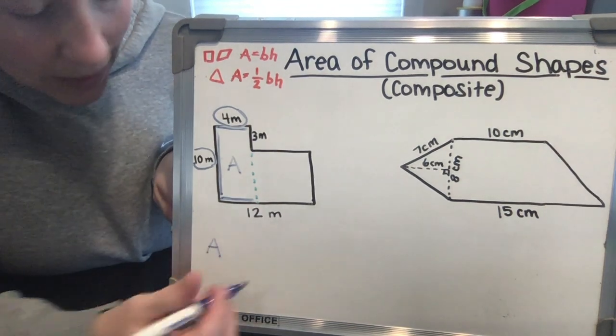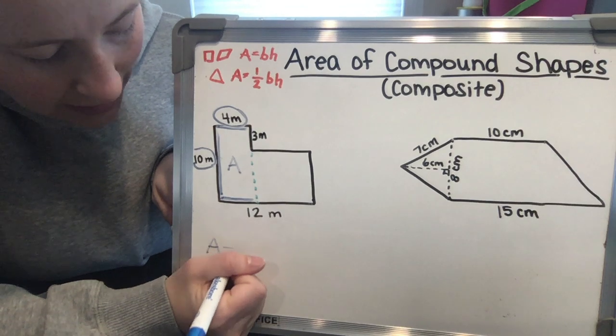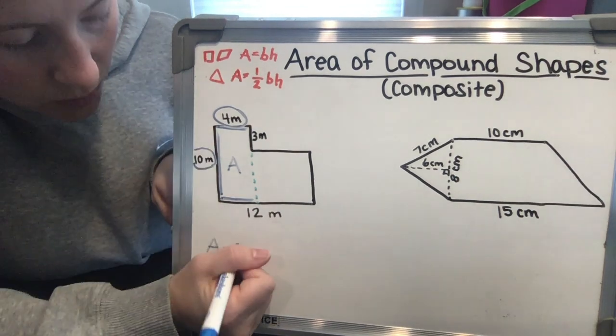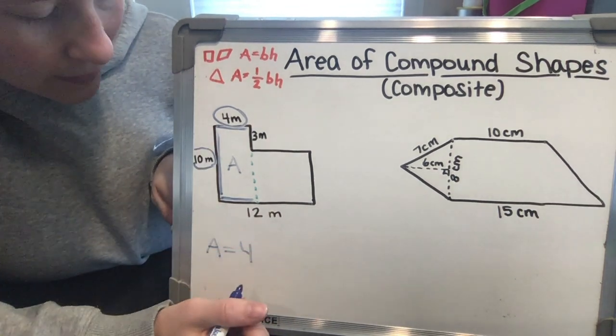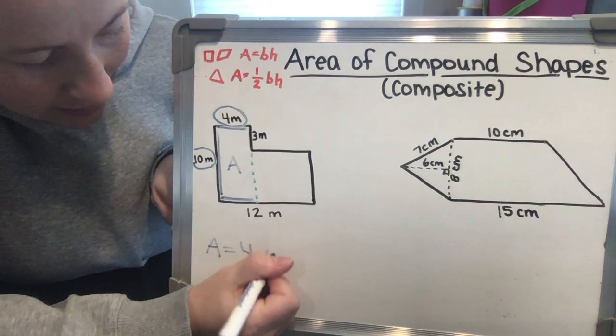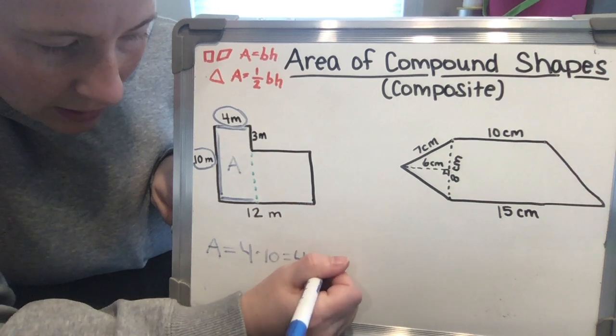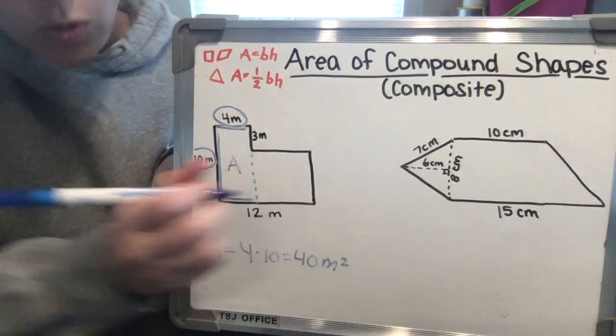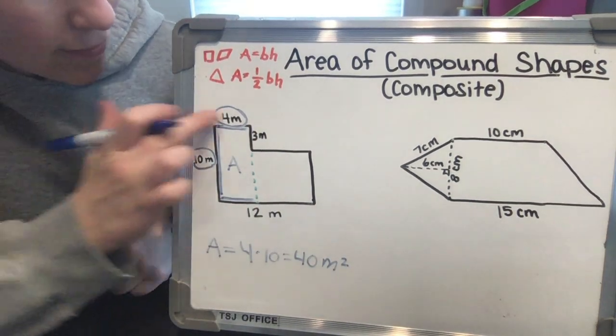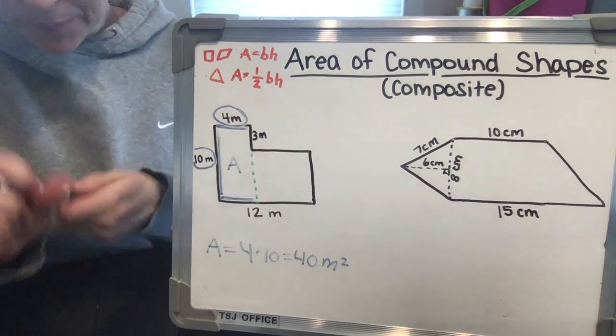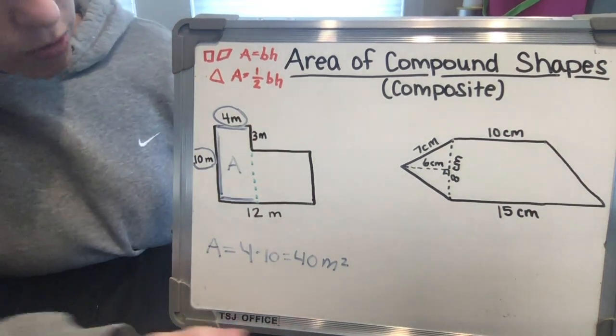And down here I'm going to label it shape A. So shape A, area equals base times height. I'm going to do the base, which is 4, and the height, which is 10. And I know that 4 times 10 is 40 meters squared, or square meters. So I have found the area of part of my shape. I'm going to switch colors here. I'm going to go green for this.